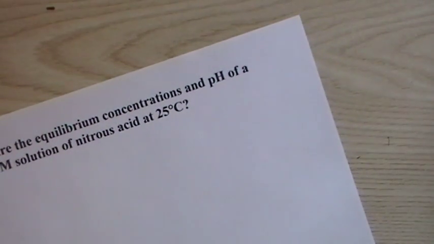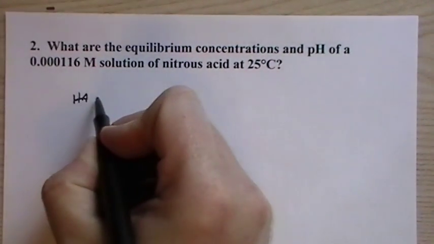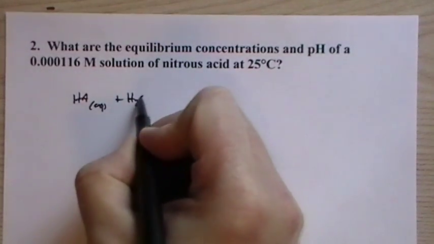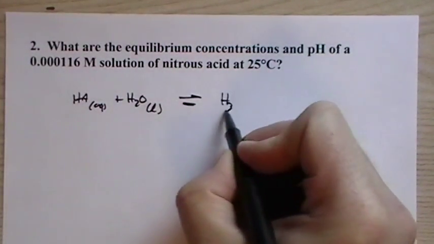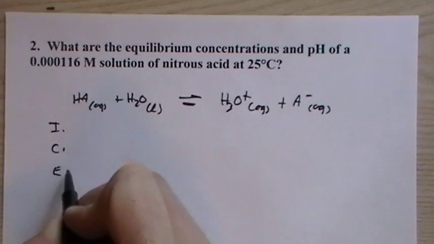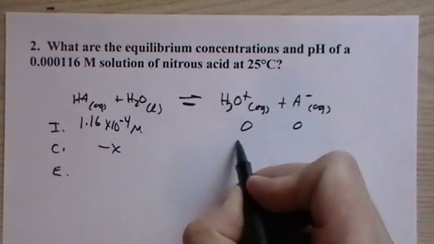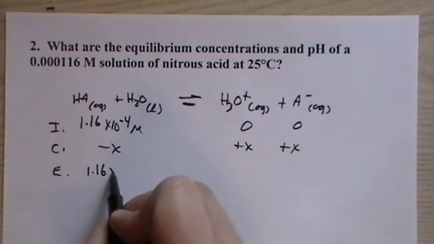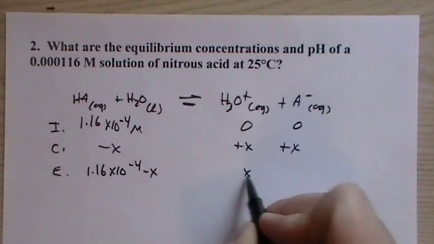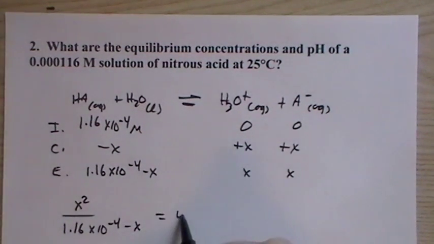Second problem here. And move a little bit faster. So we have HA plus water goes to H3O plus A minus. We have 1.16 times 10 to the minus 4 molar, 0, 0, minus x plus x plus x. Should be pretty standard by now. Shouldn't be anything that throws you off when I do that. Should be way ahead of me, actually, especially my younger students should be already done. They move so fast compared to me.